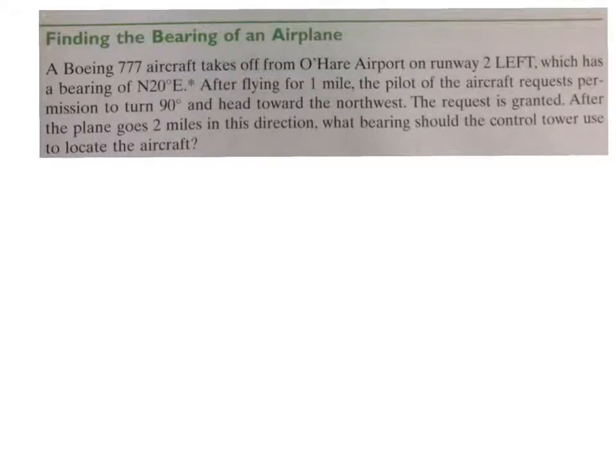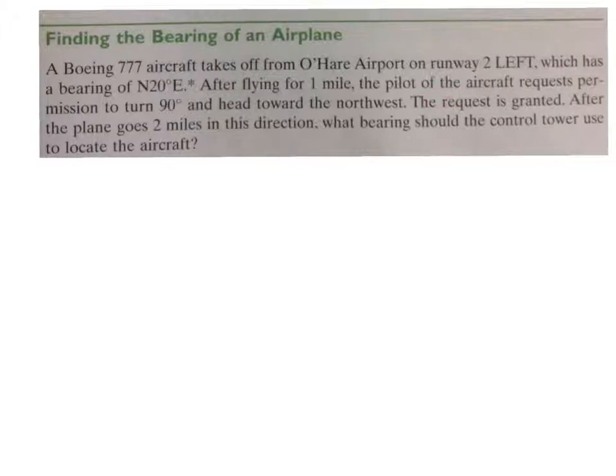So, for instance, if we have any aspiring pilots in the room here, this is a good one because this is something that pilots have to do when they're navigating all the time. So we have a Boeing 777 takes off from O'Hare on runway 2 left, which has a bearing of north 20 degrees east. That's the direction the runway is pointed and the direction that the plane is pointing when it takes off from the runway. After flying for 1 mile, the pilot of the aircraft requests permission to turn 90 degrees and head toward the northwest. The request is granted.